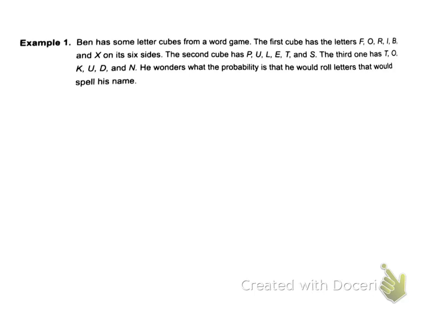We have Ben. He has some letter cubes from a word game, and the first cube has the letters F-O-R-B, I-B and X on them. And then the second one has the P-U-L-E-T and S, and the last one has the T-O-K-U-D and N, and he wants to spell his name, which is Ben. And he wants to know what the probability of that would happen.